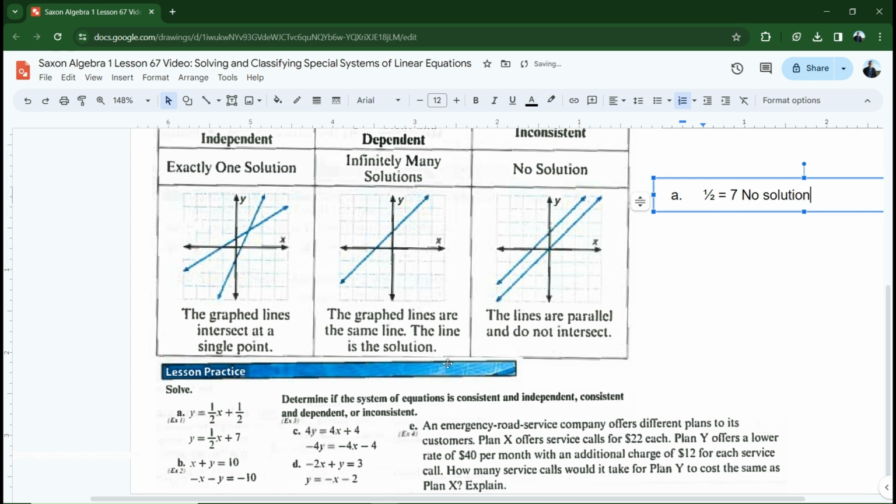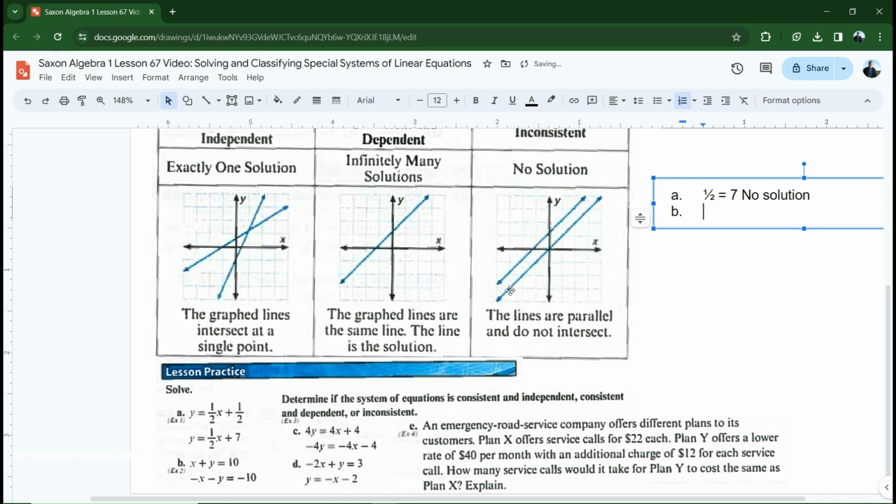Hey, if I would have looked at these lines in slope-intercept form here, immediately I would have noticed these are parallel lines. They have the same slope, different y-intercepts. That means because they're different lines, but they're parallel, they're going to have no solution. I could have noted that just right from the beginning by noting they were parallel lines.